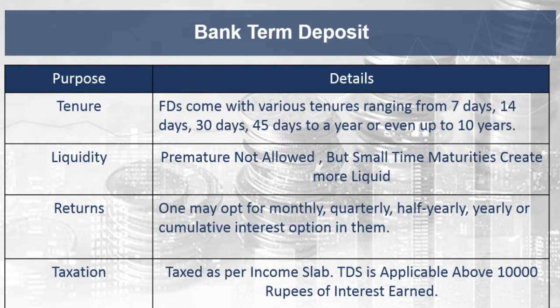The returns may be opted for as monthly, quarterly, half yearly or yearly cumulative interest options. On taxation, the interest income will be taxed as per the income slab. TDS is applicable if the interest earned is more than 10,000 rupees. If in a whole year the interest amount is less than 10,000, then there is no tax deducted at source. If your interest income is more than 10,000 in a year, then TDS will be applicable.